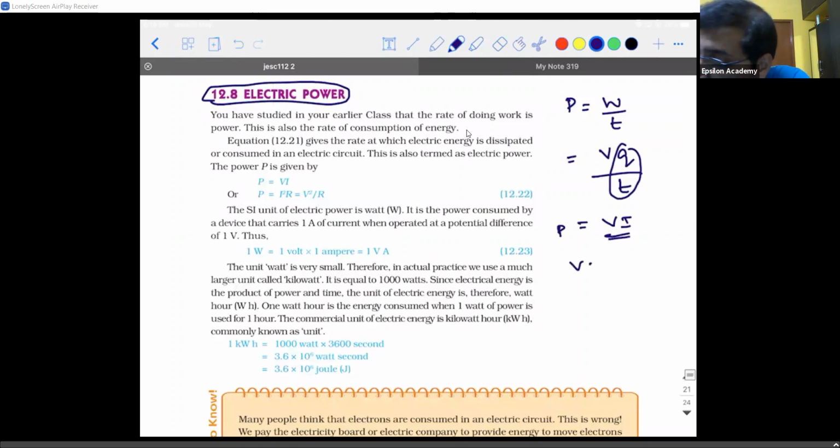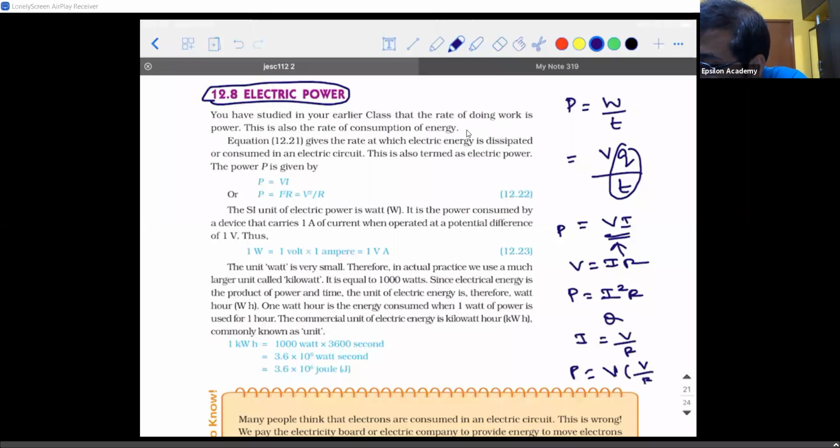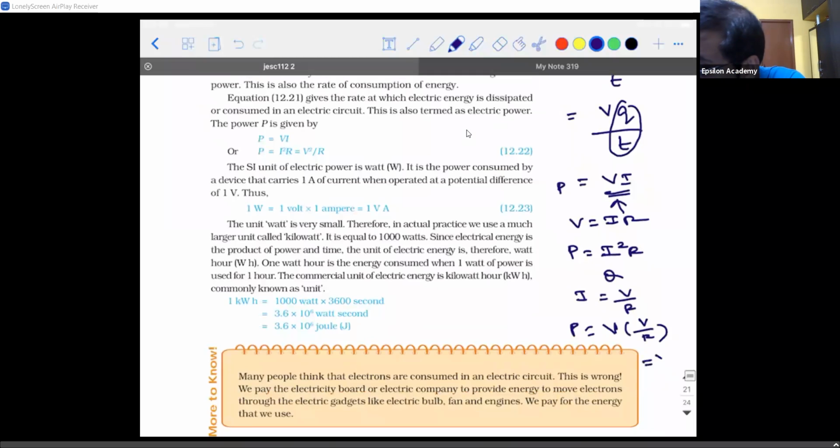But we know that V is equal to IR. So you take this IR and substitute it here, it will be I square R. So power is equal to I square R is one of the formulae. Or I can write I is equal to V by R. So P is equal to V multiplied with, in the place of I, V by R. That is going to be V square divided by R. So power is equal to VI or I square R or V square divided by R. Correct? So this is what it is all about electric power, right?